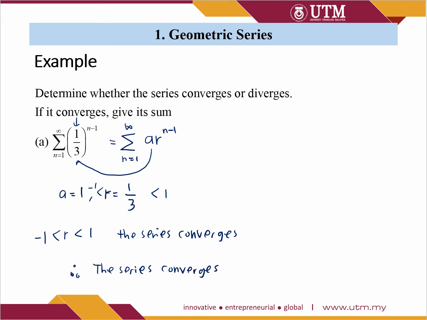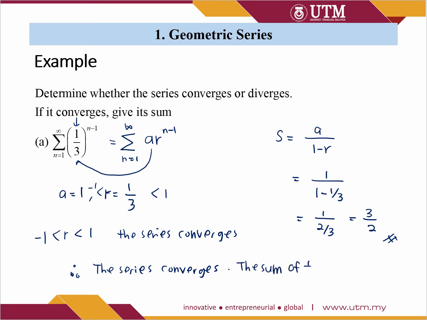Once we know that the series converges, we have to determine the sum of the series. To find the sum, we use the formula a over 1 minus r, so it would be 1 over 1 minus 1/3, which is 1 over 2/3, or we can simplify it as 3 over 2. So this is the sum of the series. The sum of the series is 3 over 2.